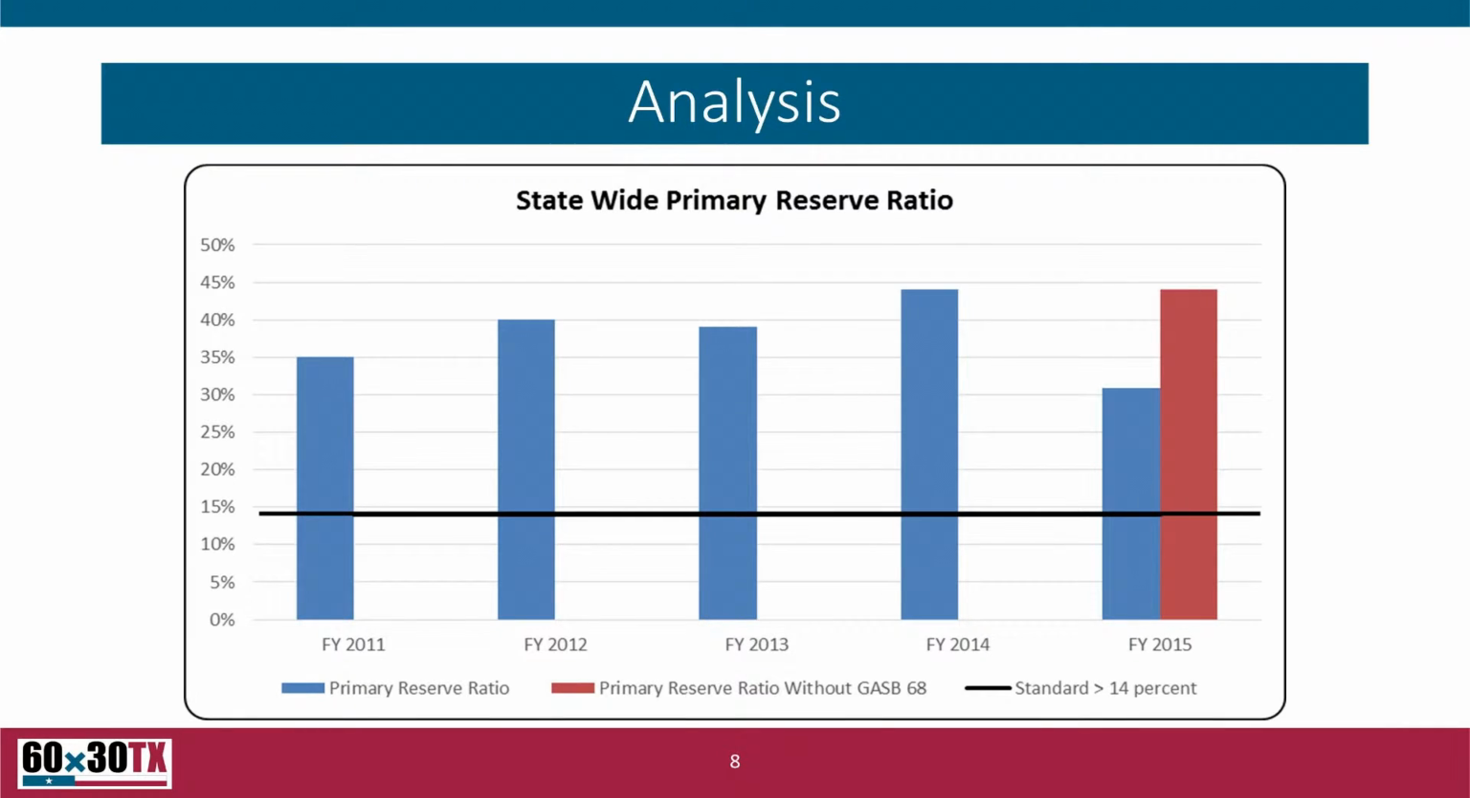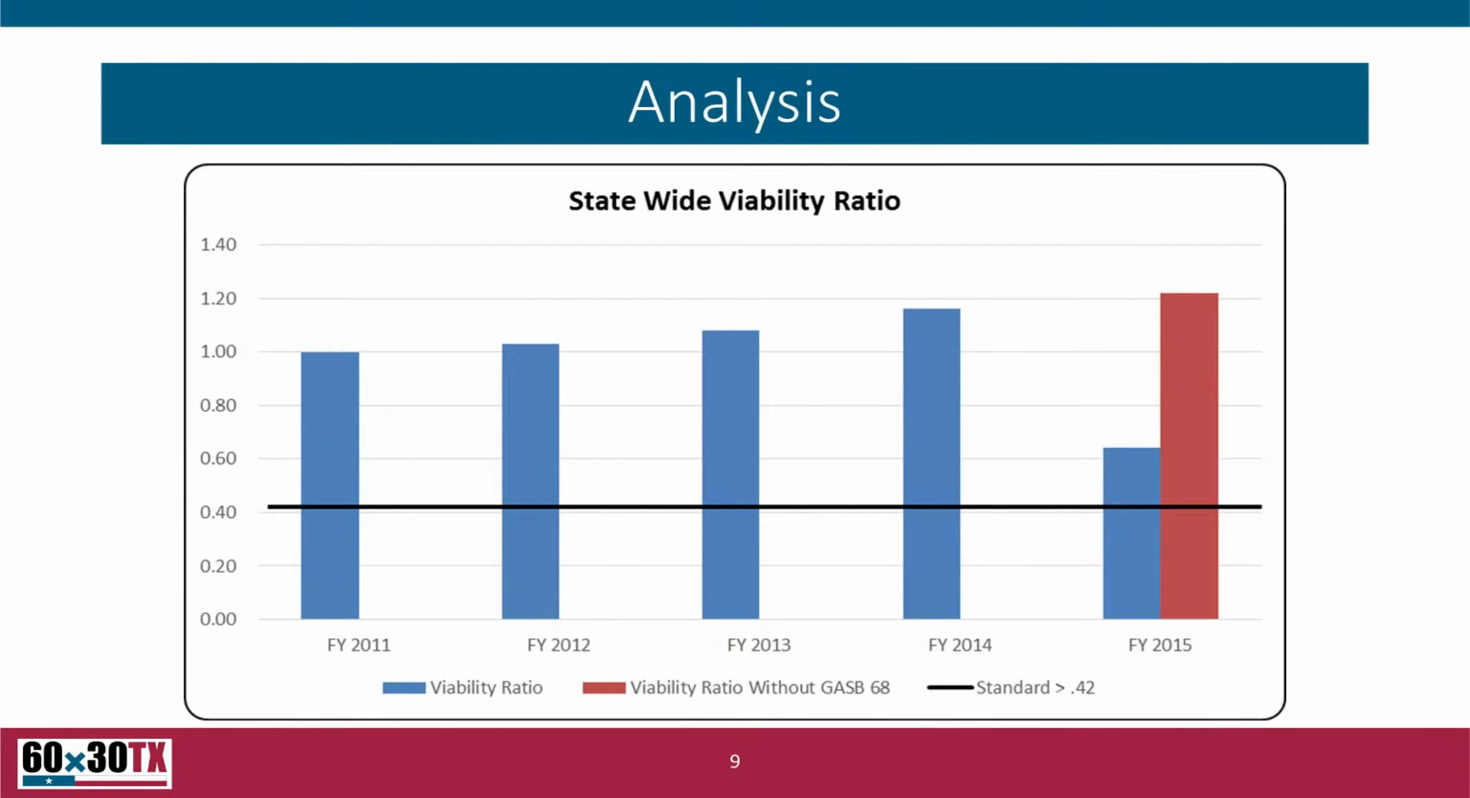Now, these are statewide numbers. Okay? So even with these changes, the state primary reserve ratio did remain stable. State viability ratio, we see a similar thing. Statewide, we're still meeting the standard overall, but again, GASB 68 had a significant impact. This measure compares the total expendable net assets to certain non-current liabilities. That's why you see such a huge impact there, because as we said, the non-current liabilities previously.